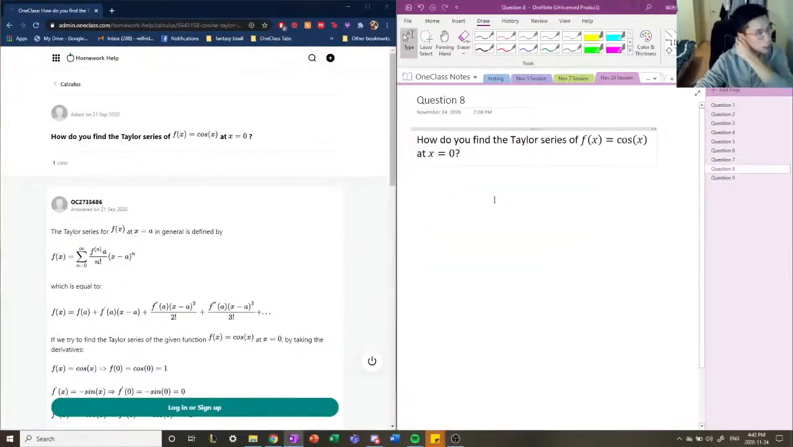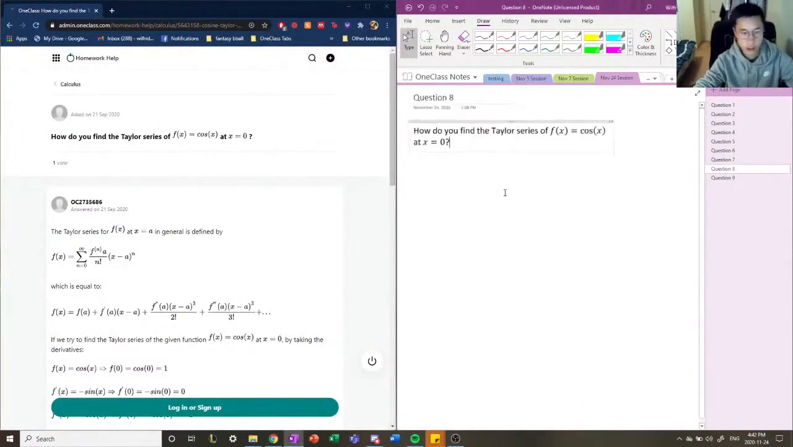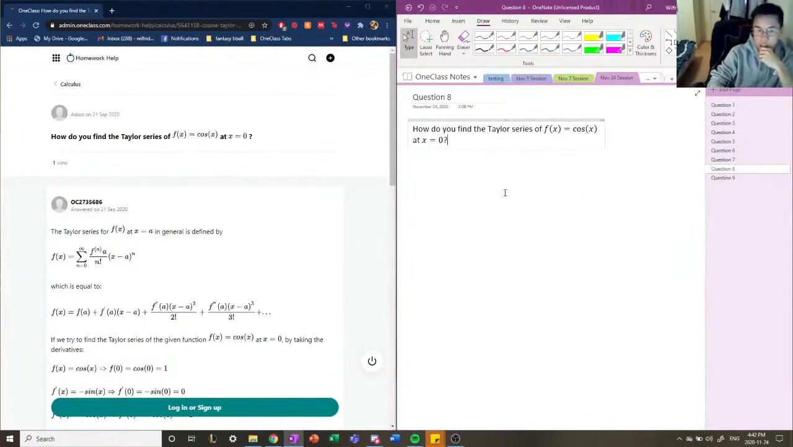Alright, so the next question covers a Taylor series. How do you find a Taylor series of f of x equals cos x at x equals 0? The Taylor series is another way to approximate a function at a value of a, x equals a, and it can be defined as this.